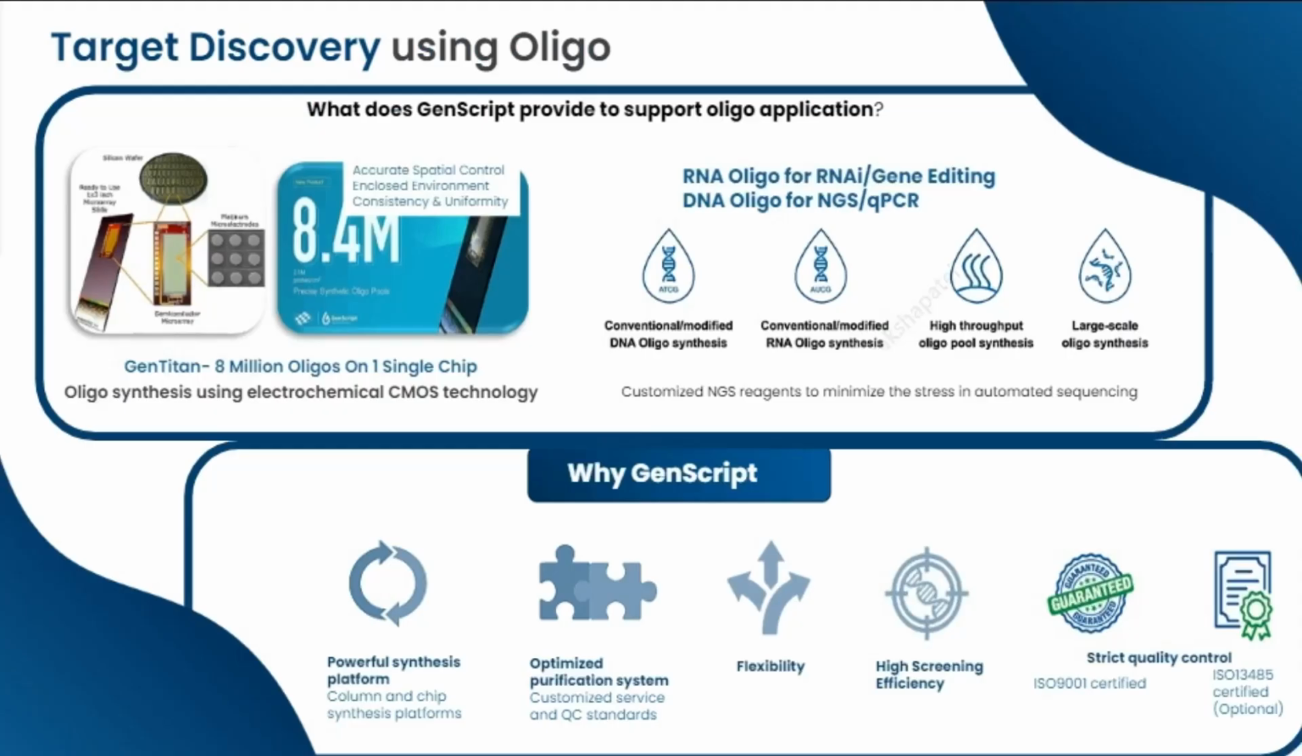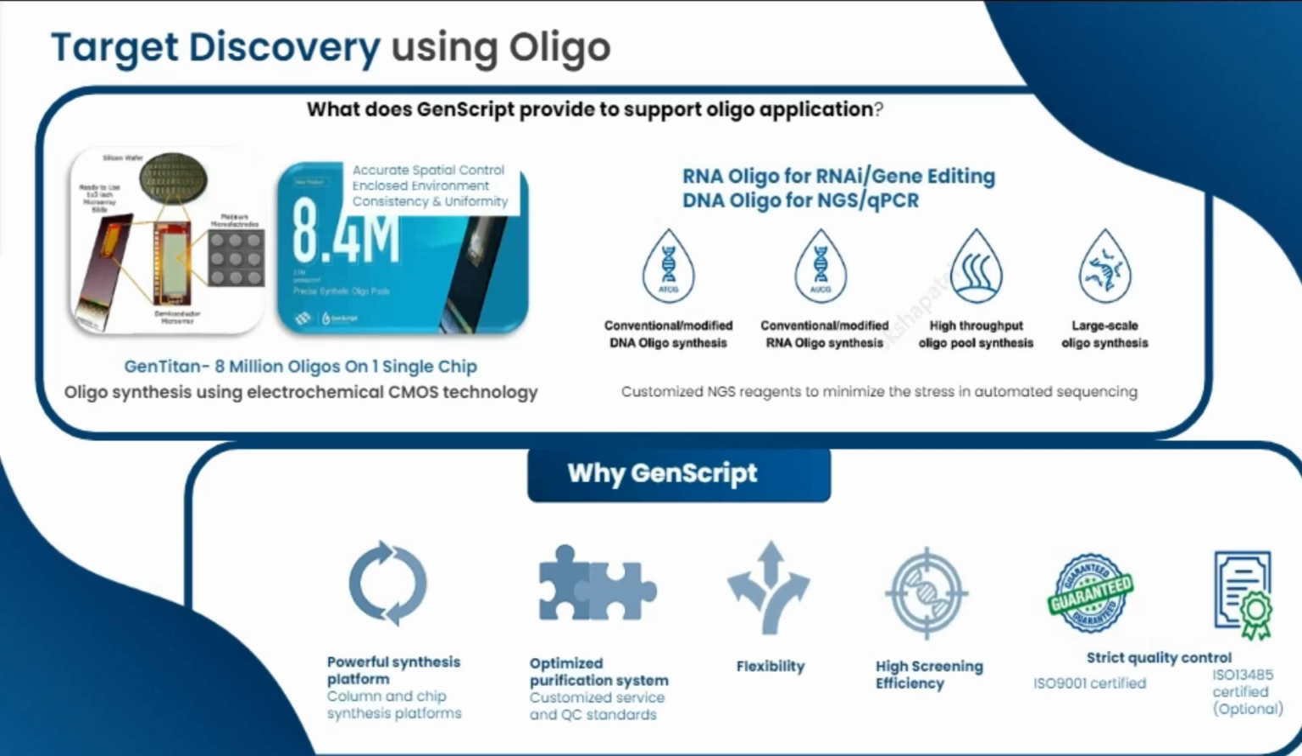In summary, oligos play a crucial role in target discovery and can be used in library preparation, amplification, clustering, sequencing, and custom applications. They serve as an indispensable tool for producing precise and high quality data. With over 20 years of experience, GenScript offers high quality oligos suitable for all biological applications. And GenScript's proprietary electrochemical oligo synthesis platform enables the precise and cost-effective synthesis of user-defined sequences on chip.